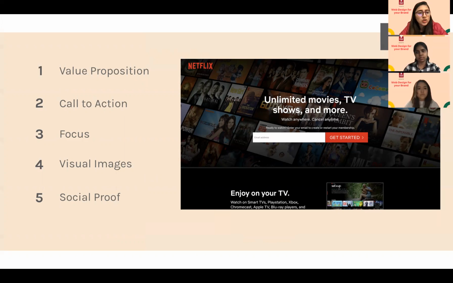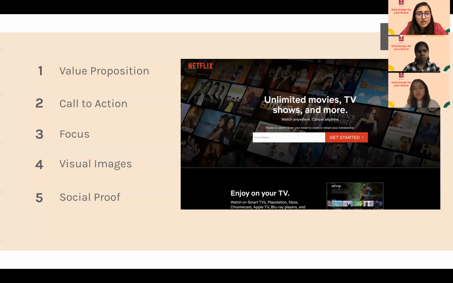And this is usually a short sentence, one or two lines, which is very bold and center, that is clearly conveyed to the audience. Here it is unlimited movies, TV shows, and more. This is the value that Netflix proposes to audiences.